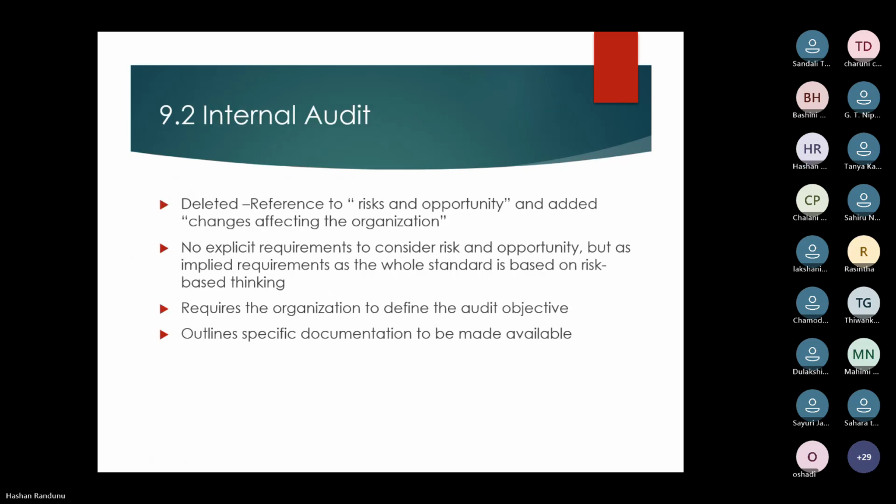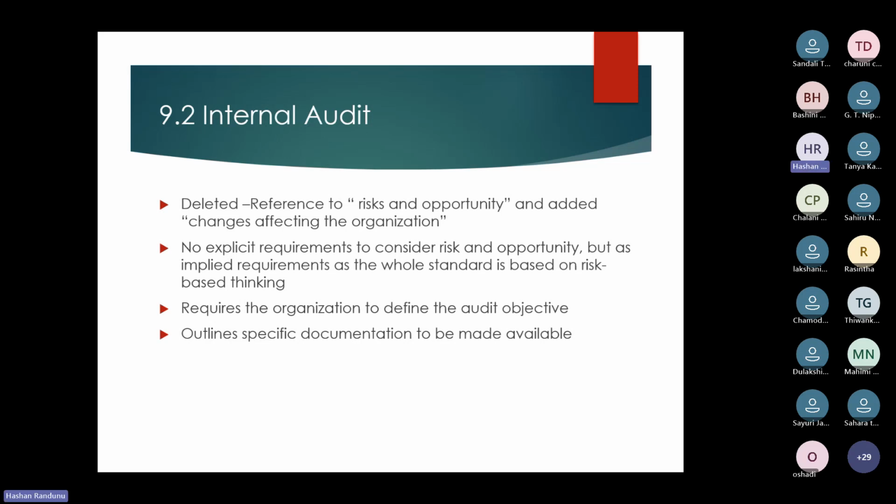Right. So in the new version, the words risk and opportunity have been deleted and changes affecting the organization has been added. There are no explicit requirements to consider risk and opportunity, but they are implied, as the whole standard is based on risk-based thinking. In the new version they haven't mentioned risk and opportunity specifically, but we know for all ISO standards, we focus on risk-based thinking, right?